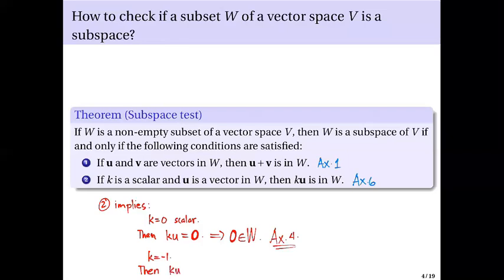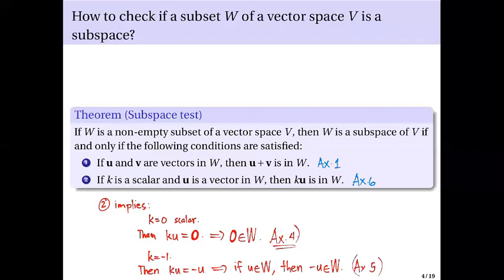Then negative u, by the theorem that we had. So this implies that if u is in W, then negative u will also be in W. And this is your axiom 5. This is axiom 5.